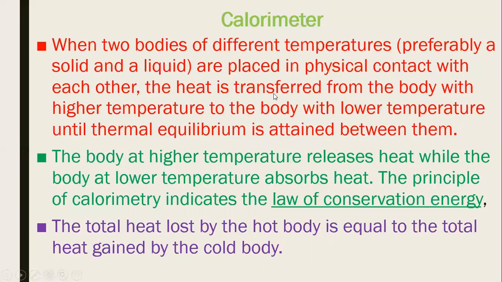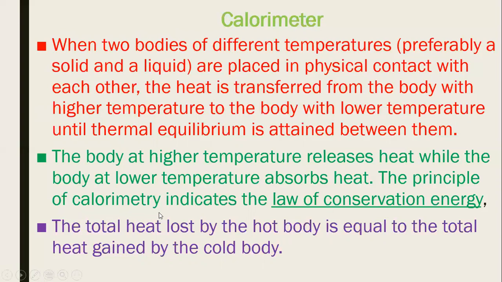It means that when two bodies of different temperature are joined or in contact with each other, what will happen? The heat will flow from the higher temperature body to the lower temperature body. One body will be at a high temperature, one body at a lower temperature. The body at a higher temperature releases heat, while the body at a lower temperature absorbs it. So the higher temperature body will release the heat, and the lower temperature body will absorb heat.